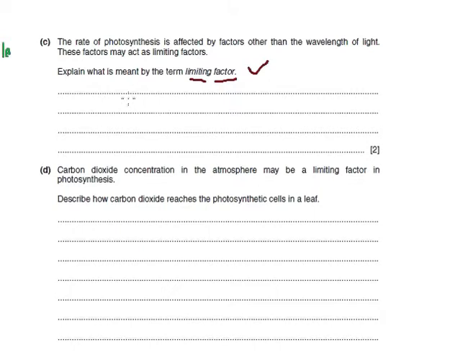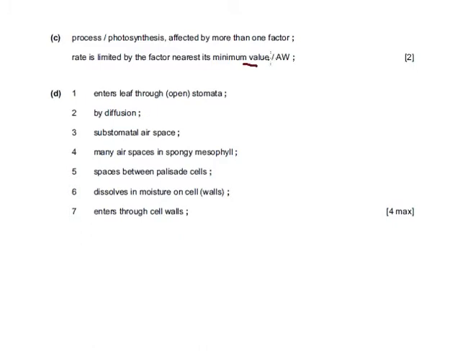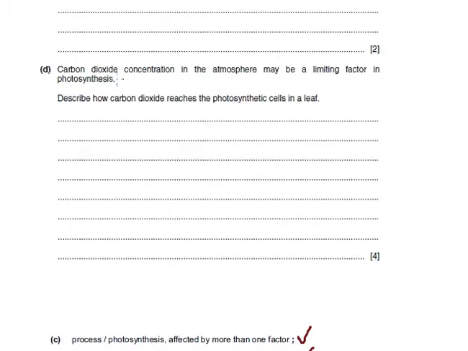Okay, so you can mention it in that way, or you can say that normally photosynthesis is affected by more than one factor, and these factors, when they are at minimum, are the ones that really determine what the rate is, and so they are called the limiting factors. Hope that was clear. You just have to explain in your own words, but these are the concepts you should include in your answers.